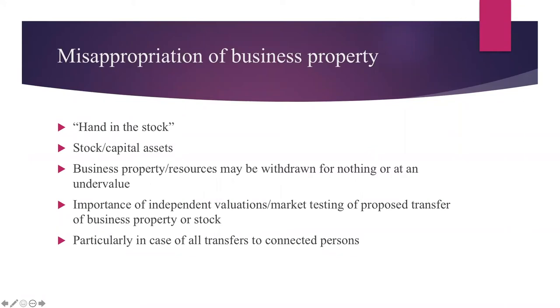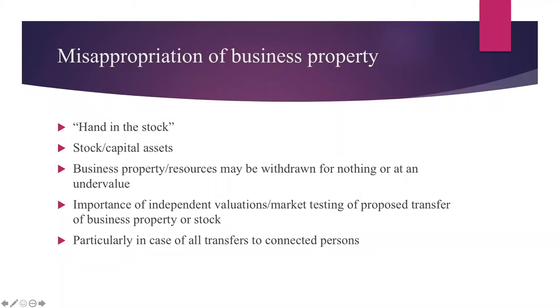An example of these sorts of cases might be where a majority shareholder or director, or shareholder and director of a company, say a building company, procures the construction of a new extension to his home, using the company's materials and workforce, but without properly paying for the same. These misappropriation of business property cases can apply not only to the trading stock and resources of the company, but also to the capital assets of the company.